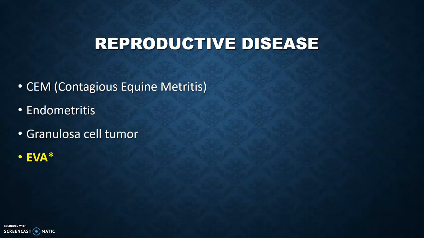So reproductive diseases, there's 4 that we think about most commonly. CEM, contagious equine metritis. This is something that is actually tested for. When horses come in from other countries, they have to go through CEM testing before they can be allowed out of quarantine. Endometritis, or infection of the endometrium, the lining of the uterus.